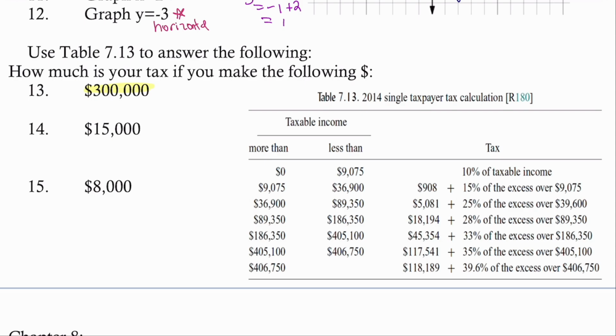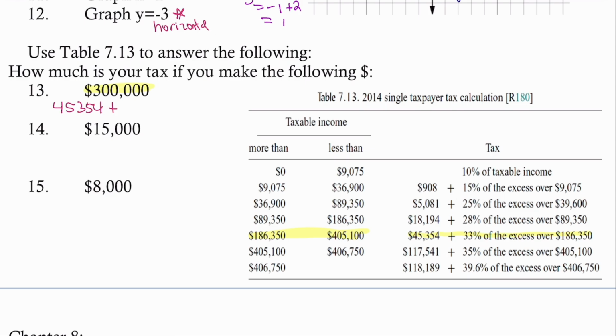Anyone that makes $300,000 is in this category. It is more than $186,350, but less than $405,100. So the tax information is right here. It says that you have a fixed amount you have to pay, $45,354, plus 33% of the excess over $186,350. So the first thing I would do is write down the $45,354 and then put a little plus sign to remind me we have to add on something.